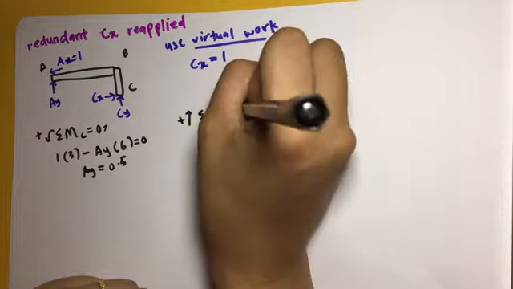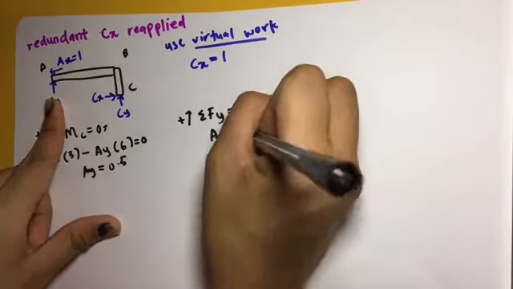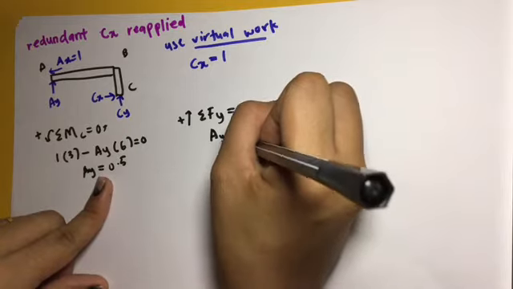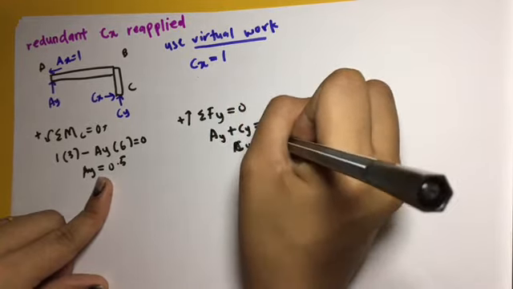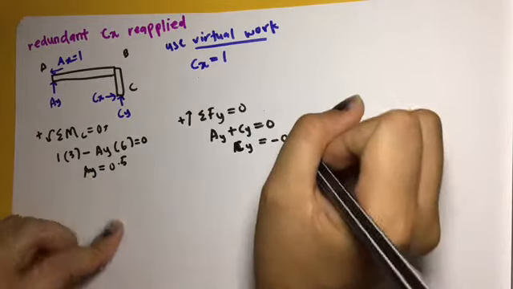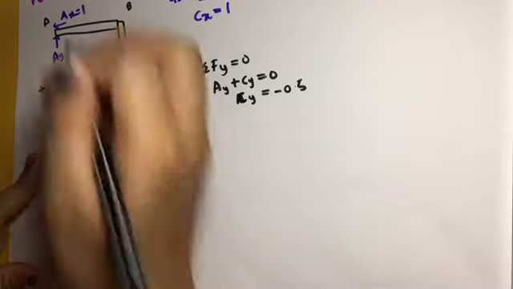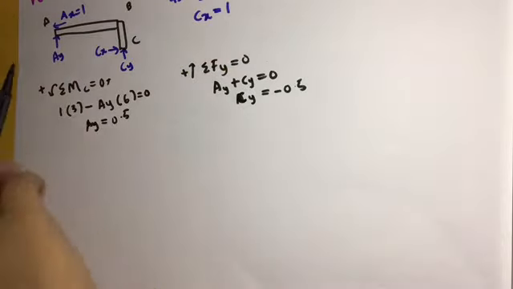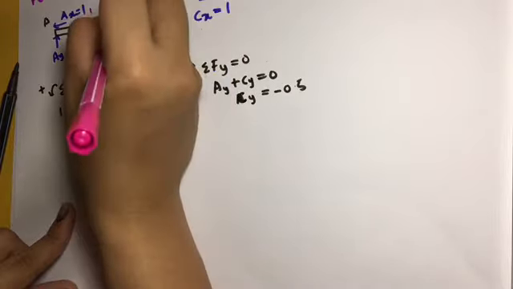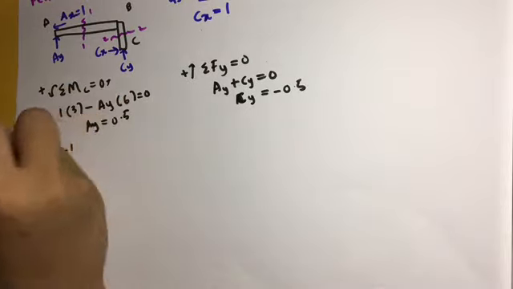Same thing as primary structure. We do this. So AY plus CY equals to 0. So we found that CY equals to negative 0.5 after substituting this. So CY is negative 0.5. So again, we're just gonna do the same thing as the primary structure. We have to cut this right here, 1, 1, 2, 2. Okay, so let's solve for the case 1, 1.